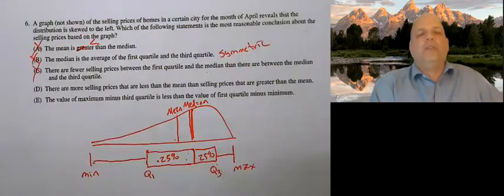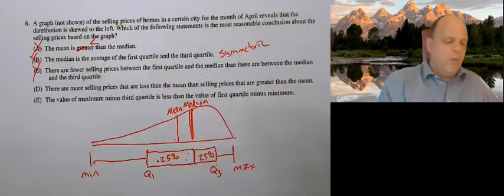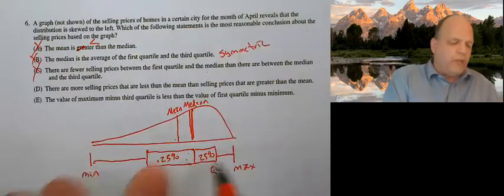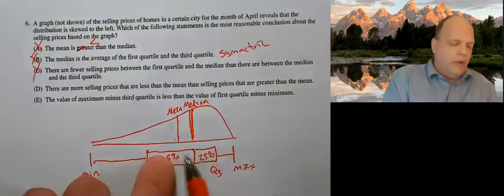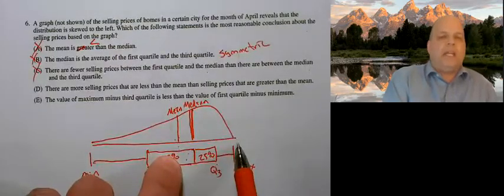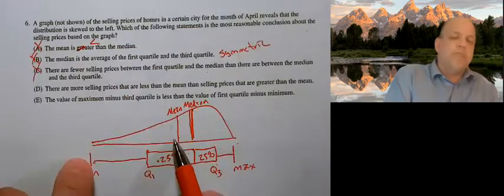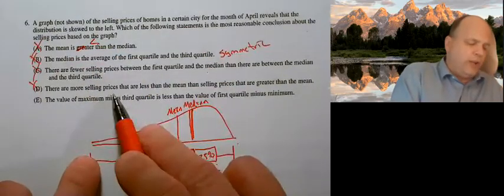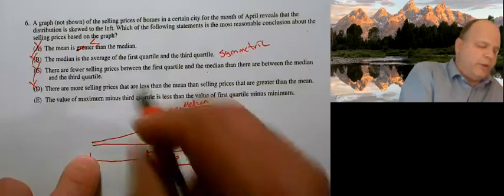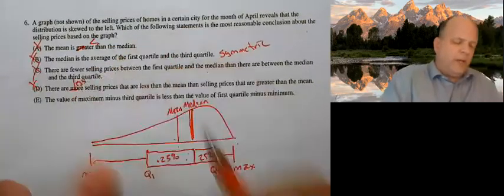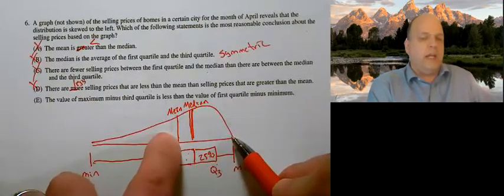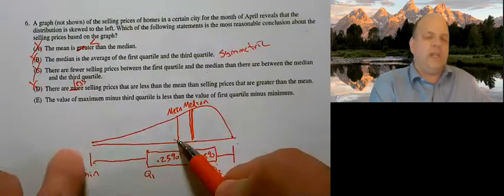There are more selling prices that are less than the mean than selling prices that are greater than the mean. Well, when I look at this, half of my selling prices are above the median. So that means more than half are above the mean and less than half are below the mean. So that's false, because once again, half my prices are at the median and above. So the mean and above is more than half. So this is going to be less than half.